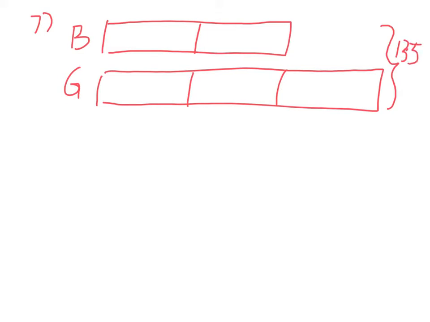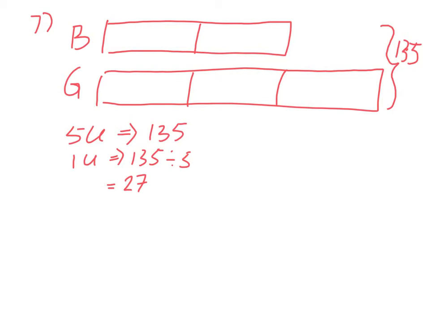right? 135. So at the beginning, how many boys and how many girls are there? Can find or not? 5 units equals to 135. 1 unit, 135 divided by 5, what do you get? 27. Very good. So how many boys are there?